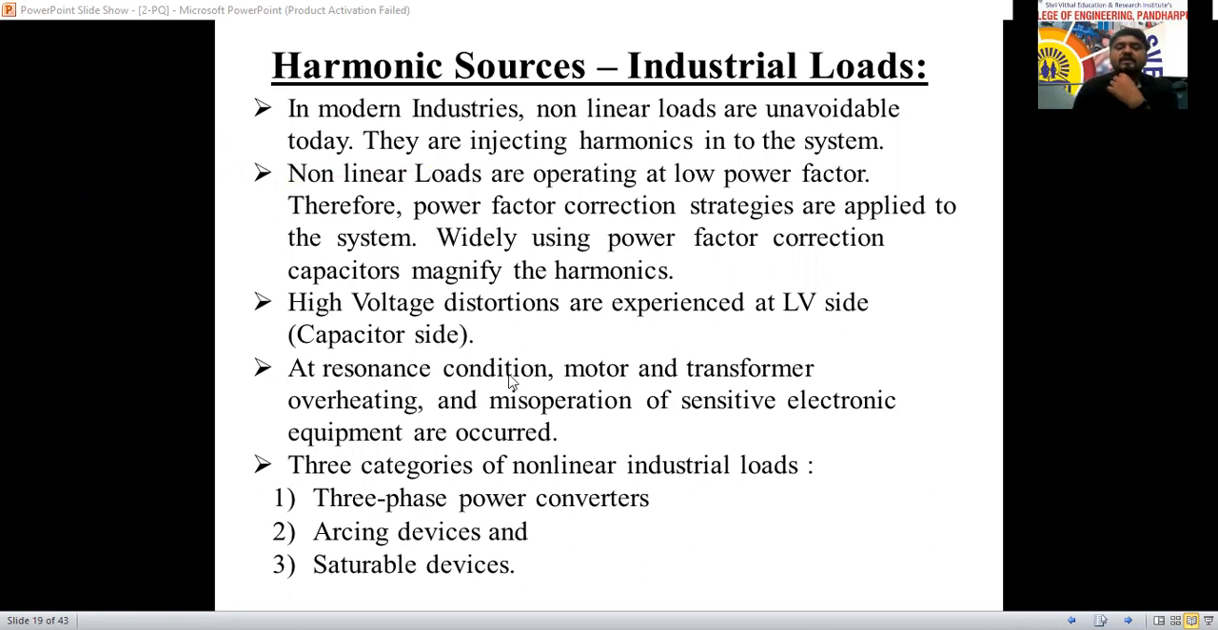So at resonance condition now, there are series resonance and parallel resonance. In the series circuit, if XL equals XC, that is called series resonance. In the parallel circuit, if XL equals XC, that is called parallel resonance. Based on the circuit connection, if the inductive reactance is equal to the capacitive reactance, then we call that the resonance.